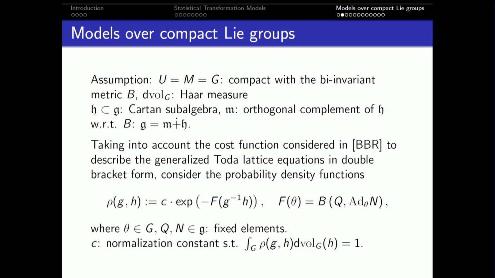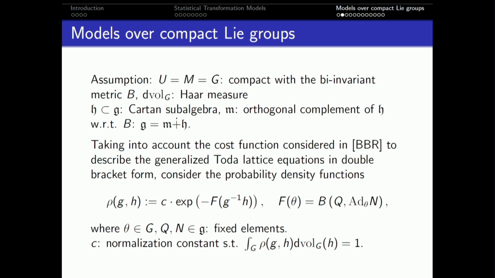Namely, from now on, I assume both the sample space and the parameter space are the same Lie group G, which is assumed to be compact, equipped with the bi-invariant metric, which I denote by B. Here we can take the Haar measure on G, which is of course invariant.